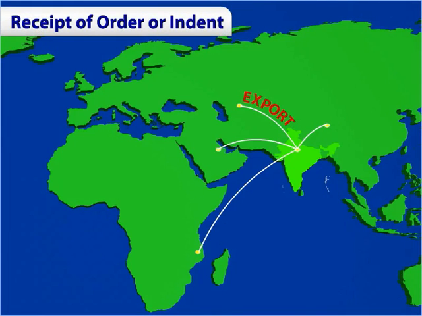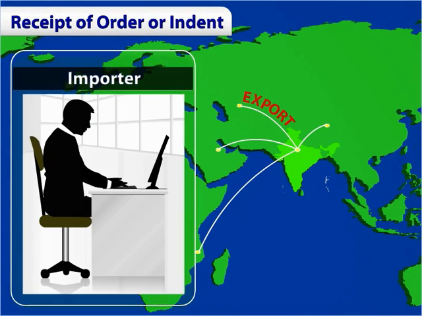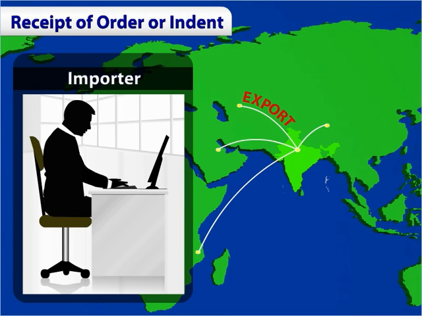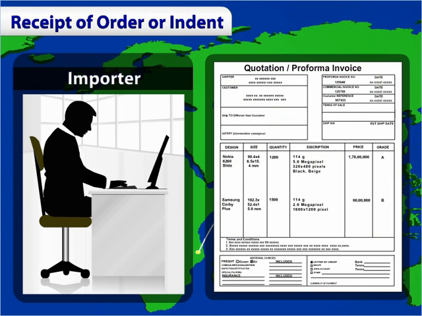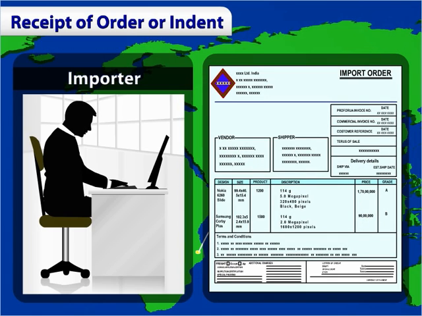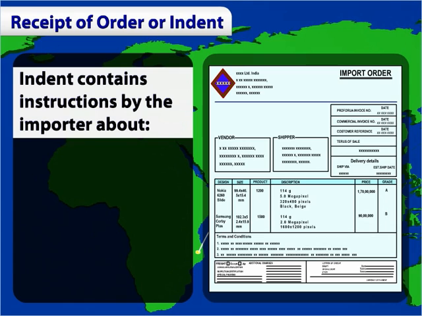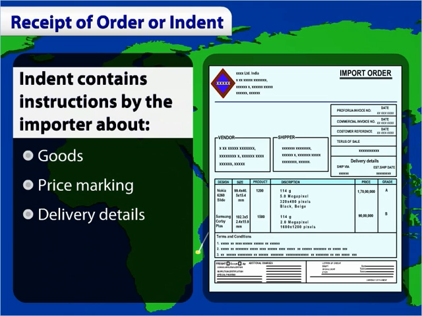Receipt of order or indent. If the prospective importer is satisfied with the information contained in the pro forma invoice by the exporter, he places an order for his required products. This order is also called indent, which contains the instructions by the importer about the goods, price marking, delivery details, etc.